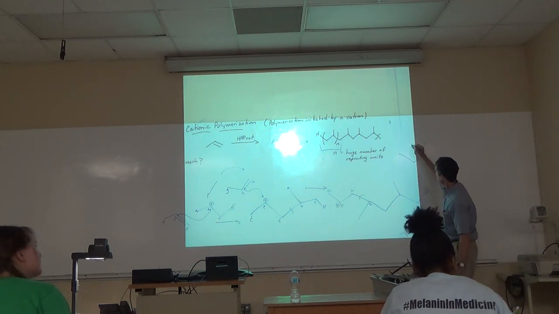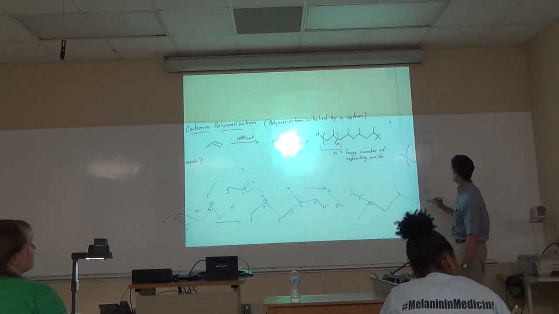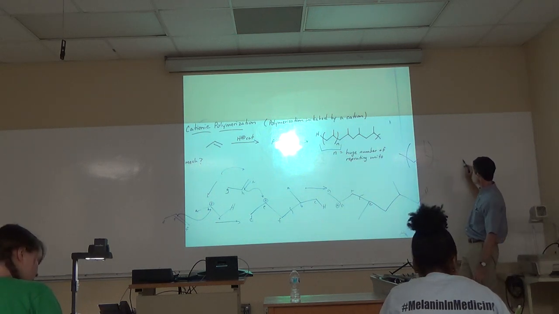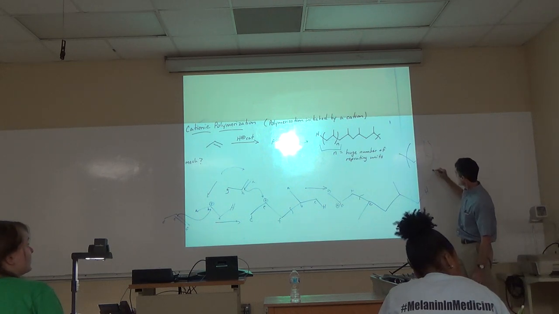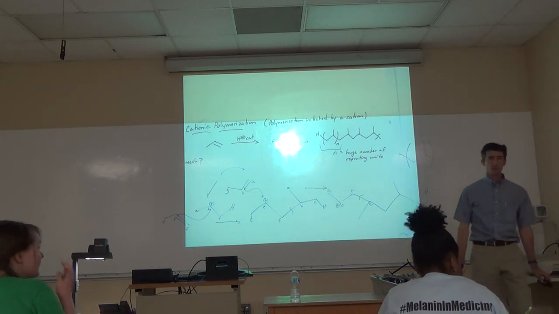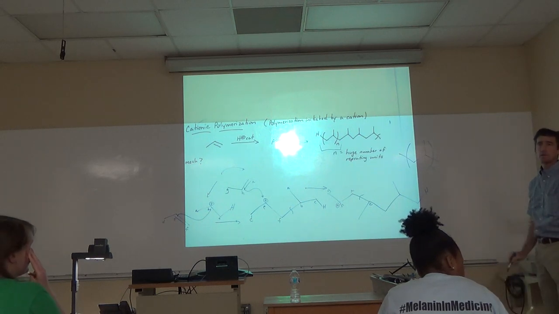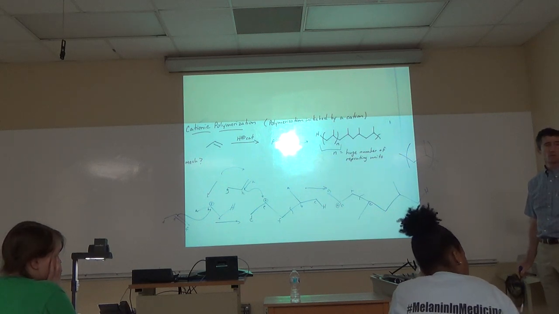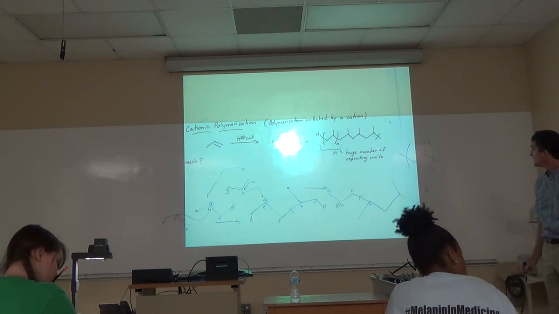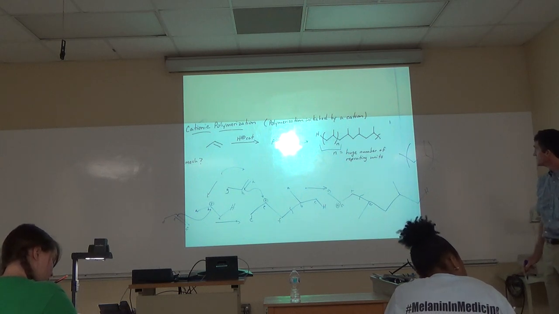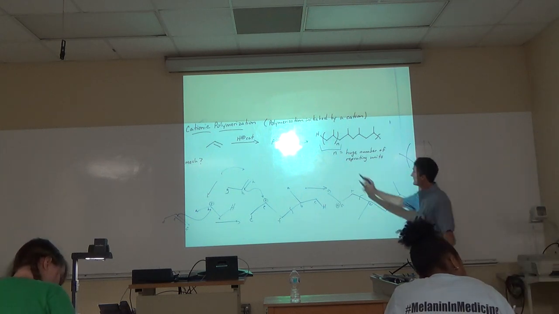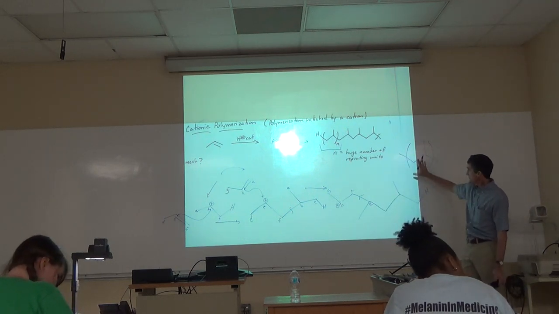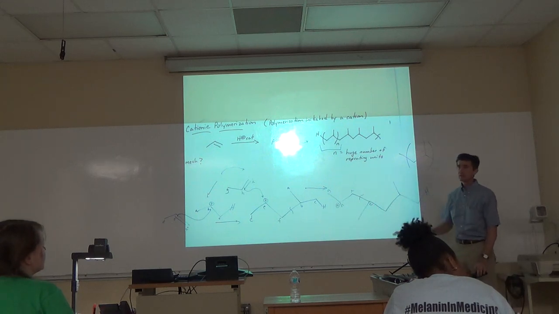Now it's bonded to something else, but you can just enclose that in parentheses: CH2 carbon methyl, CH2 carbon methyl, CH2 carbon methyl. Show it like this with an N, and the N means some huge number. We don't ever clarify what N is, it just denotes that it's a huge number. And that's how you show a polymer, and it comes from this type of mechanism here.